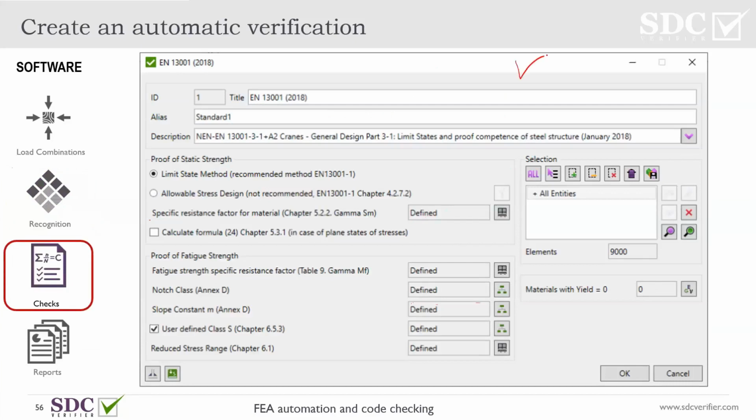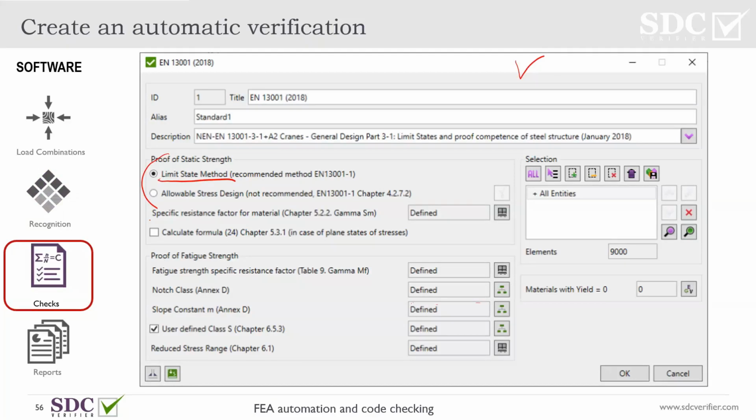This is a wizard window from the standard you create. So here you have an option also for static strength. You can play with the methods you would like to focus on, either the limit state method or allowable. I also want to say that the limit state method is a good replacement for the FEM standard, which is based on allowable stress design.